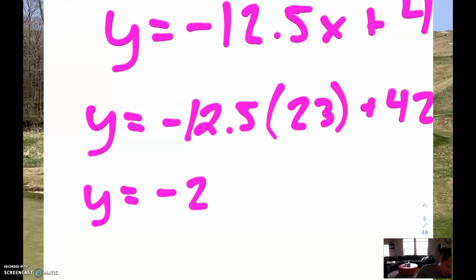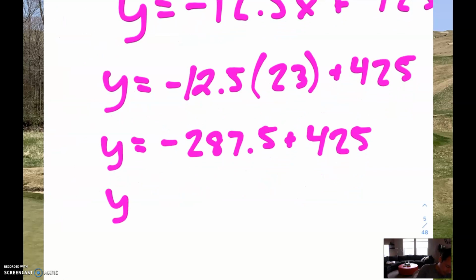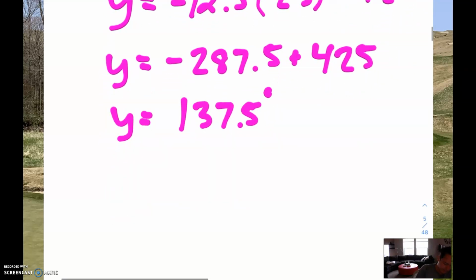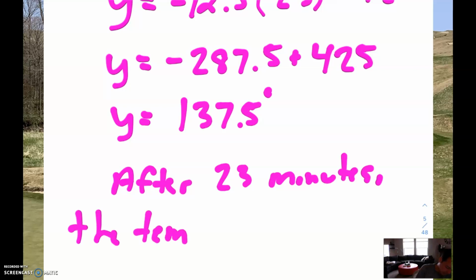And then we're going to take that 12.5 and multiply it by 23. We get a negative 287.5. So we just simplify that. And then we can simplify one more time. We get 137.5 degrees. So what this means is after 23 minutes, the temperature is 137.5 degrees.